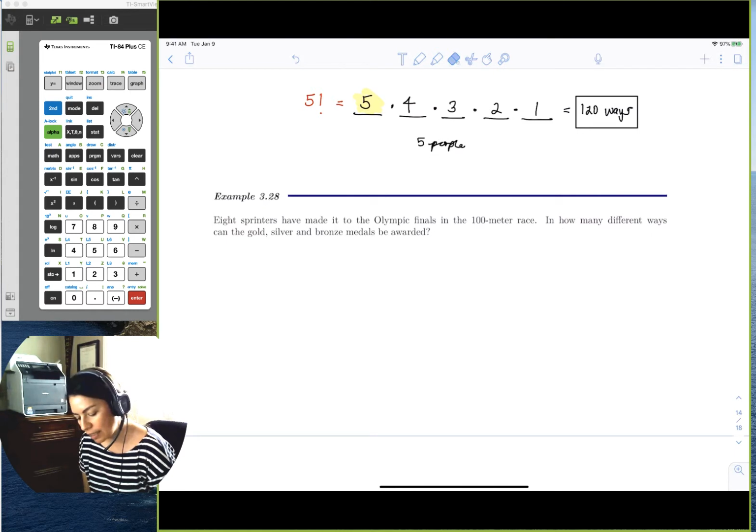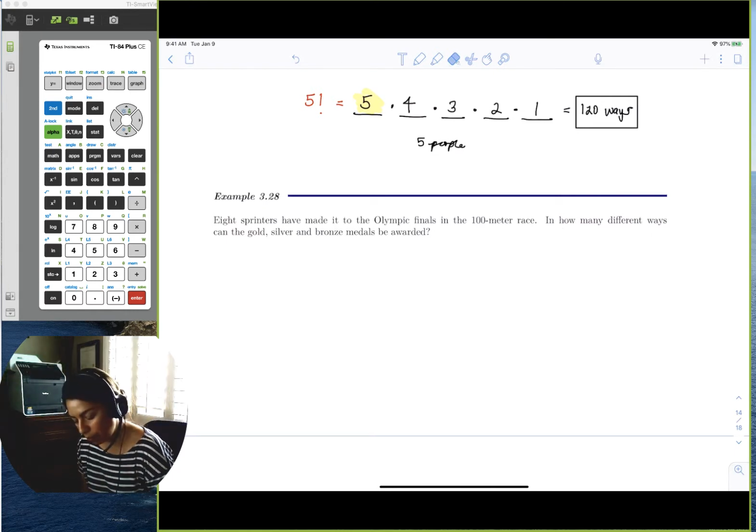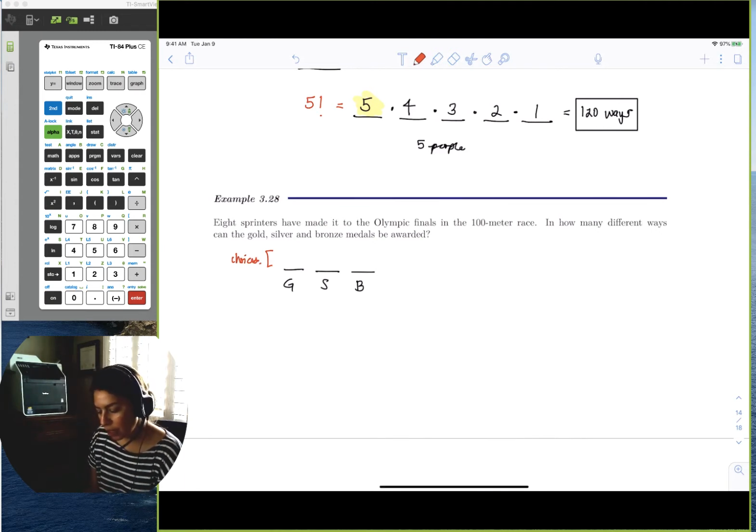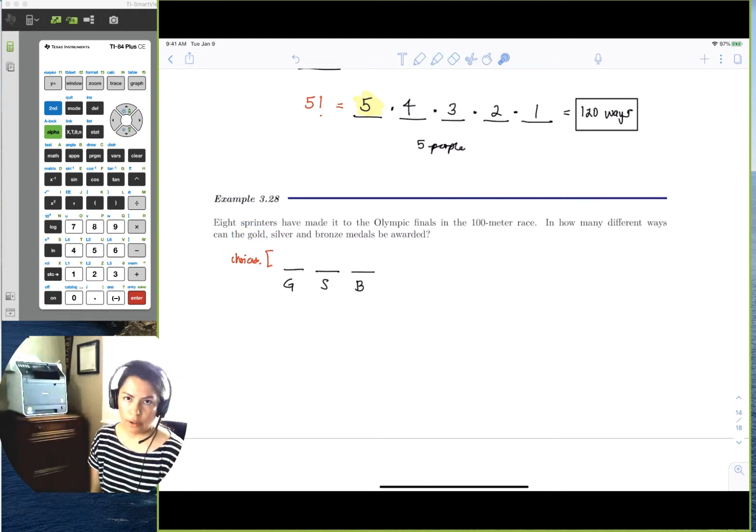Well, if I have 8 sprinters and only 3 medals, that means only 3 people are getting the medals, which are the categories, right? Gold, silver, bronze. And then the choices, right? How many choices do I have for each? Well, if a person gets a gold medal, they're not going to get the silver too, right? Every person just gets 1 medal.